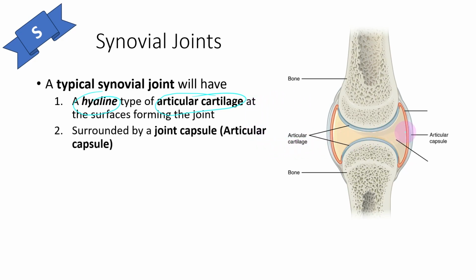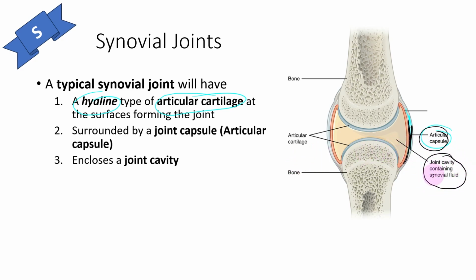Another feature is that it is surrounded by a joint capsule. Over here you are seeing a joint capsule, and that is also called the articular capsule. Now, inside that you have a joint cavity, also called a synovial cavity, that is filled with synovial fluid. Now, in this picture, it looks like it is ballooned with synovial fluid, but that is not actually the case. Usually, you have only a capillary film of synovial fluid present over here.